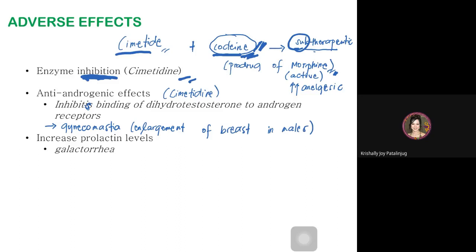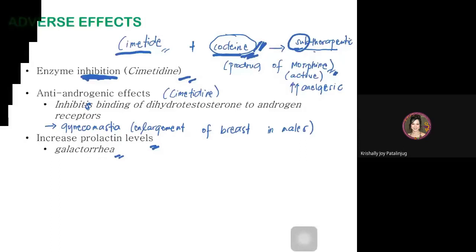And lastly, adverse effect also increased prolactin levels, or galactorrhea. Okay, so we are done with the first type of autacoid, histamine. Do you have any question under histamine before we proceed to the next topic?